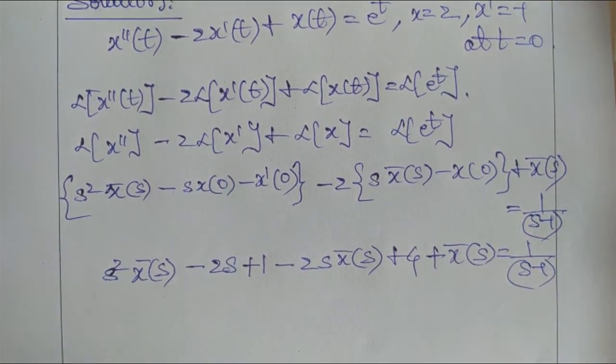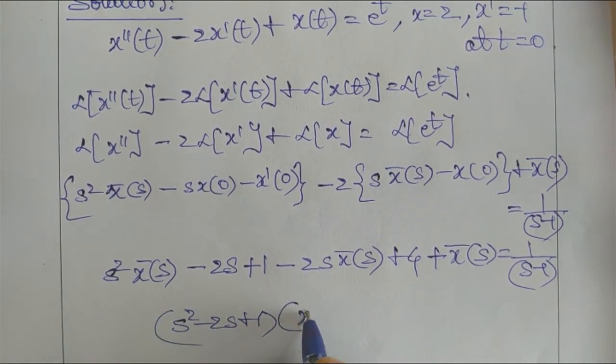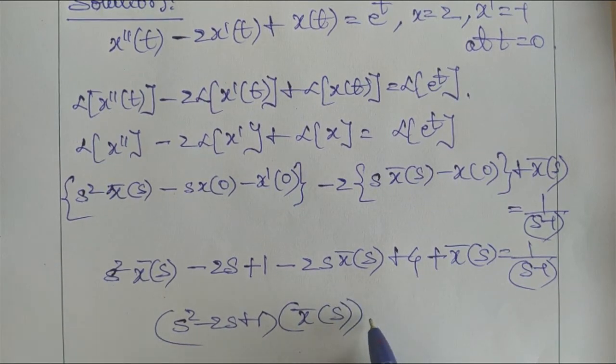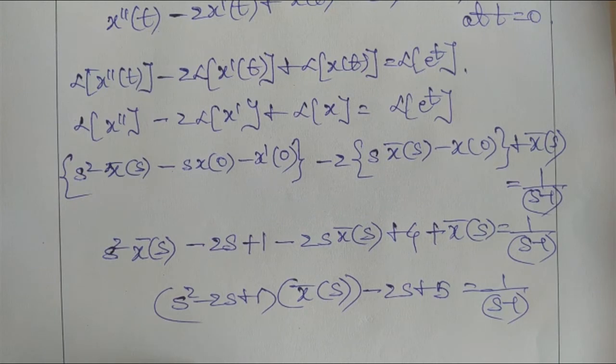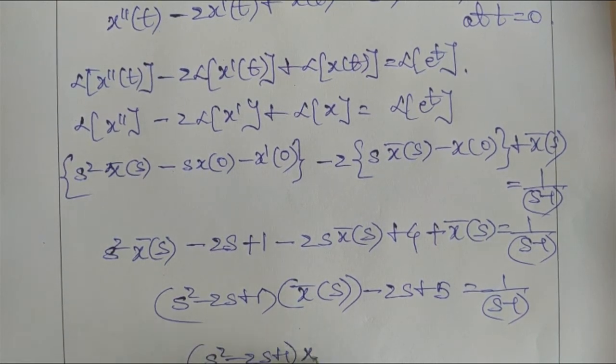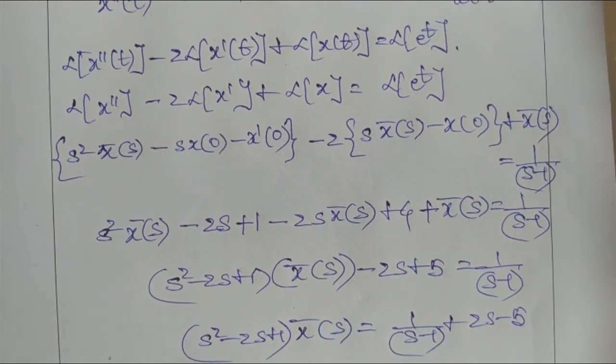Now what happens? S square minus 2s plus 1 into x bar of s minus 2s plus 5 is equal to 1 divided by s minus 1. Now what happens? We get s square minus 2s plus 1 of x bar of s is equal to 1 divided by s minus 1, then again plus 2s minus 5.